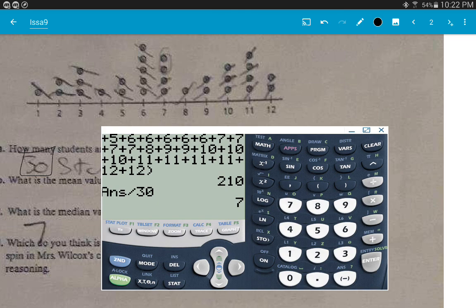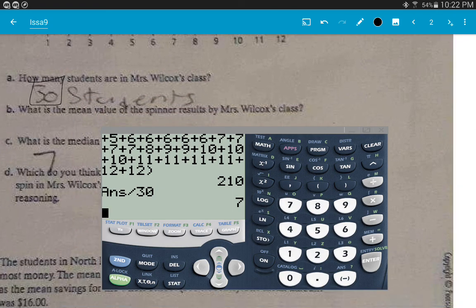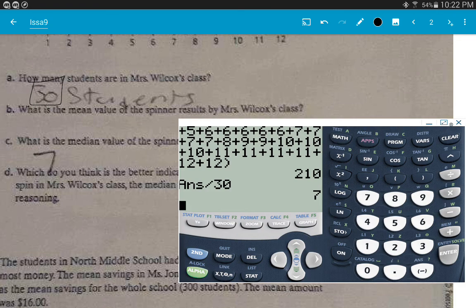Especially with that small amount of workspace, I don't imagine they were expected to do that by hand. That's an incredible amount of work. So we add them all up, we divide by 30, because that's how many numbers there are, and we get 7.